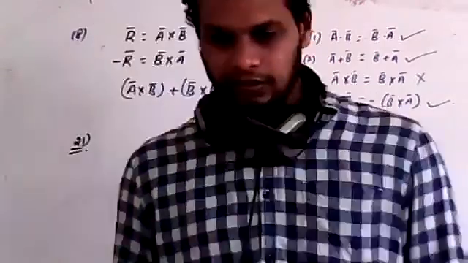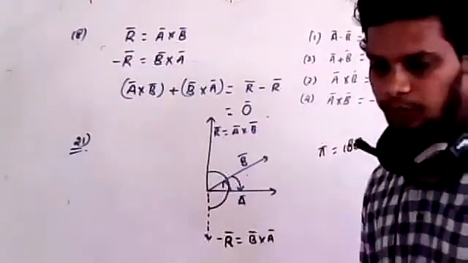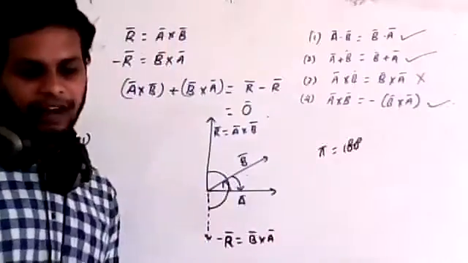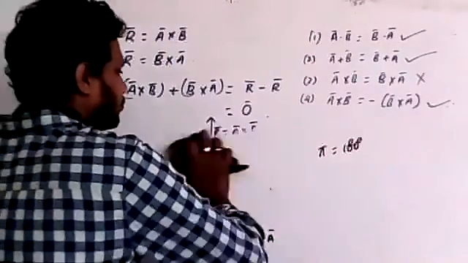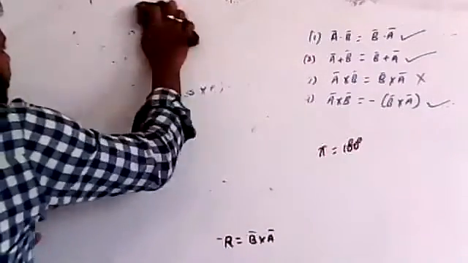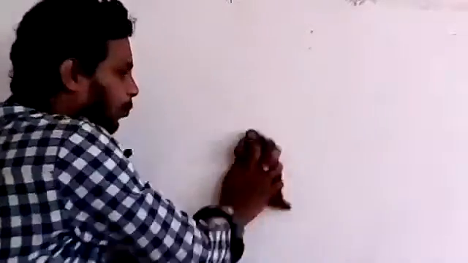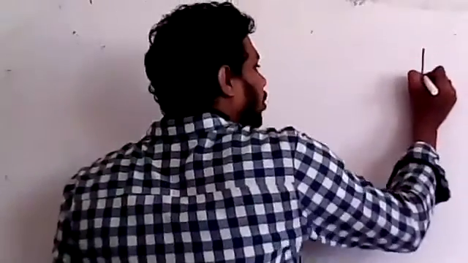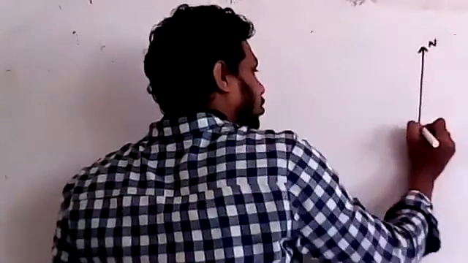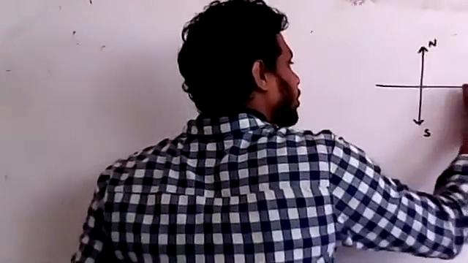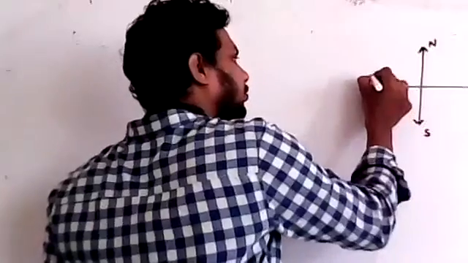Yeah, east. Remember, A bar vector is along which direction, ma? North. Now, on the board, draw the directions like this: north, south, east, west.